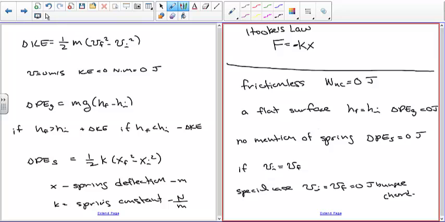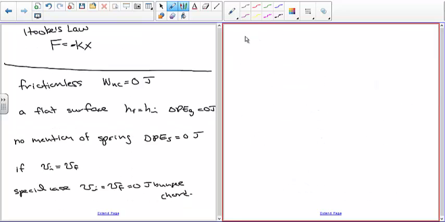So what are some examples? Well, the bungee. There we would probably say that it's frictionless. So for the bungee cord case, the non-conservative work equals 0 joules, and the change in kinetic energy equals 0 joules.